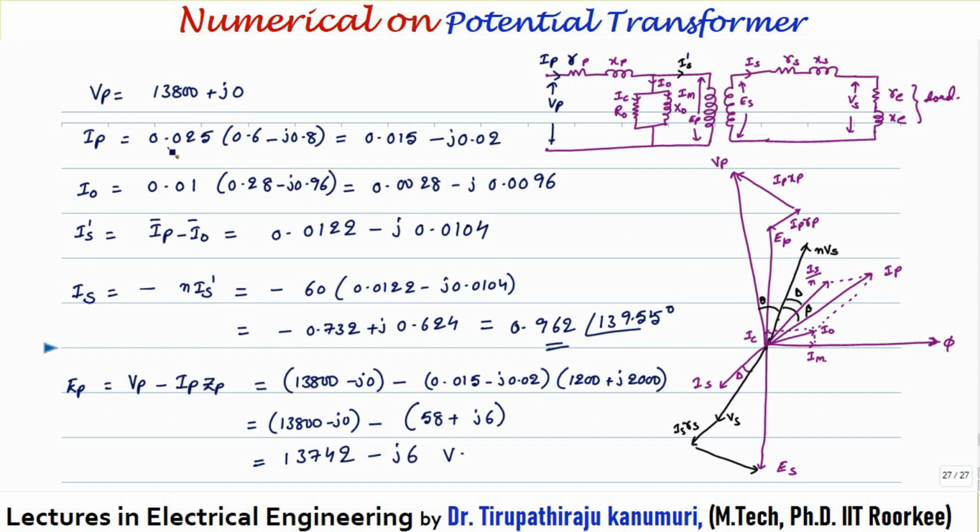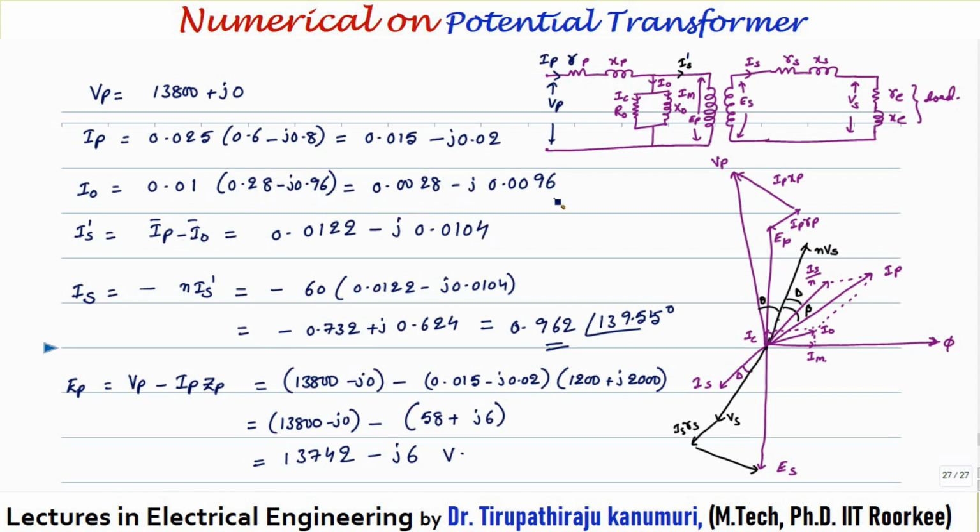So the primary current is given by 0.025 times cos phi minus j sin phi. Because it is lagging, a minus j will come, so 0.6 minus j 0.8. You know how to represent the current in rectangular form: magnitude multiplied by cos, minus j times magnitude multiplied by sin. The minus indicates it is lagging. Similarly the no load current can also be represented: 0.01 multiplied by cos phi minus j sin phi, because it is also lagging.